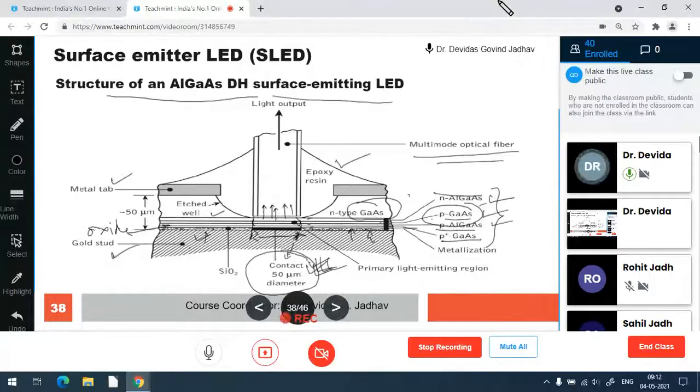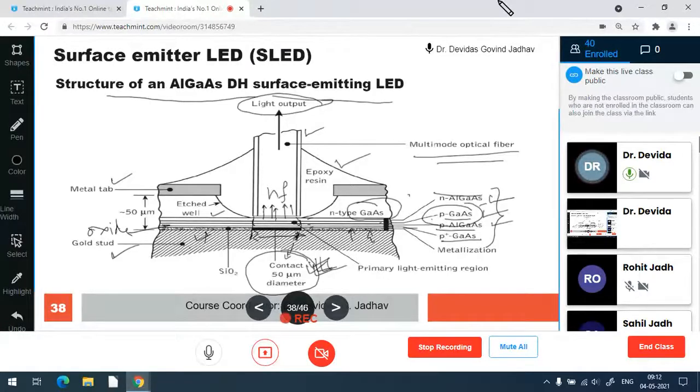In the edge emitter case, they are optically confined. Here, the upper layer is not optically confined. They allow the photons to pass through the surface. Okay, and immediately at the surface, an optical fiber-like structure is created, which guides the light output in one direction.